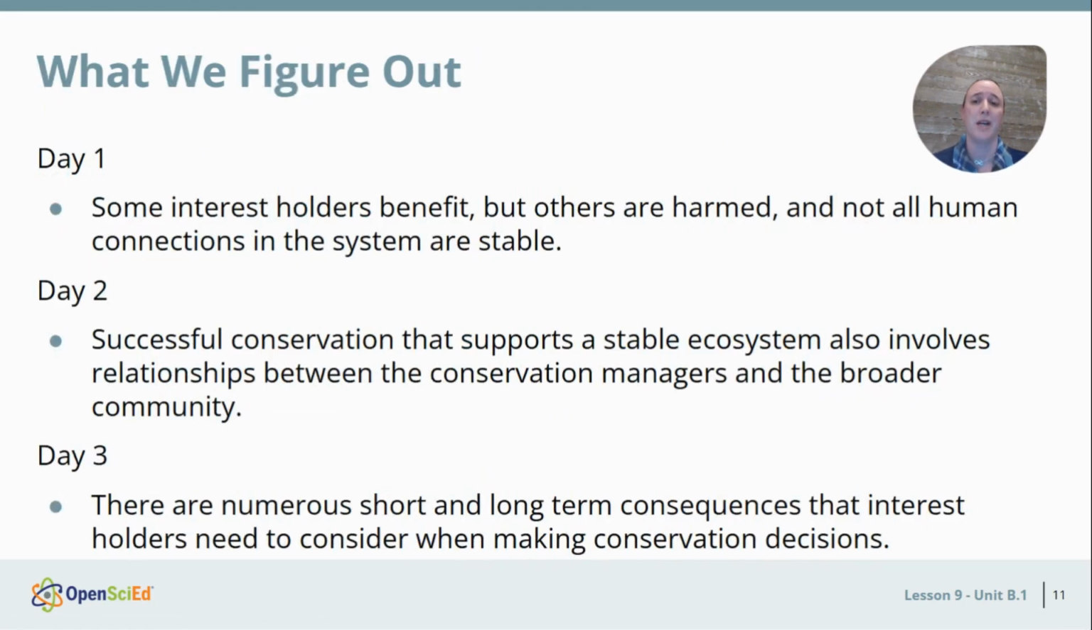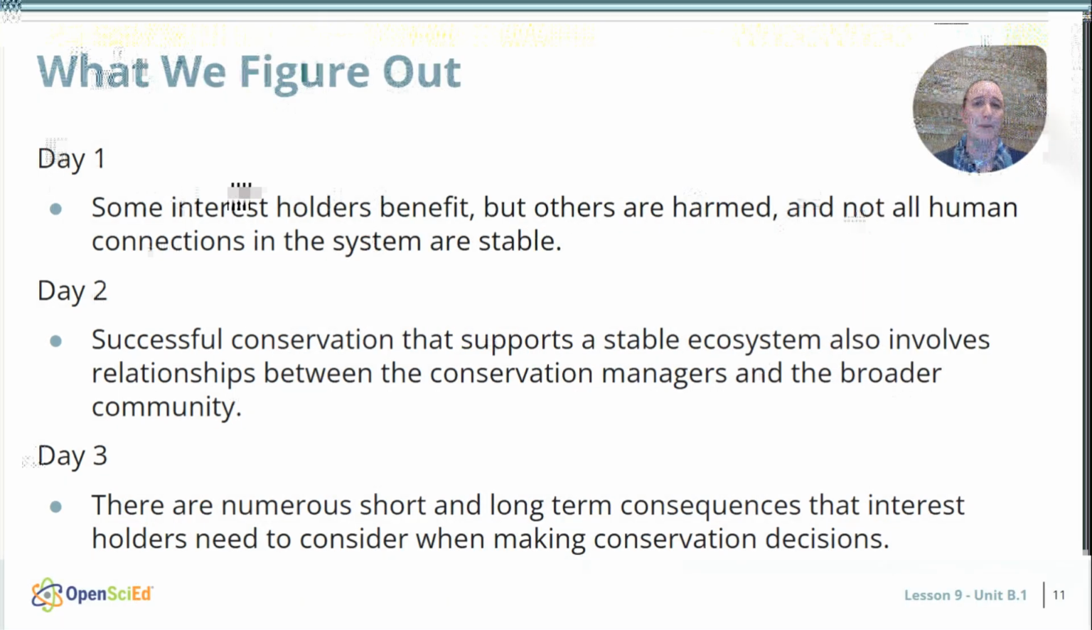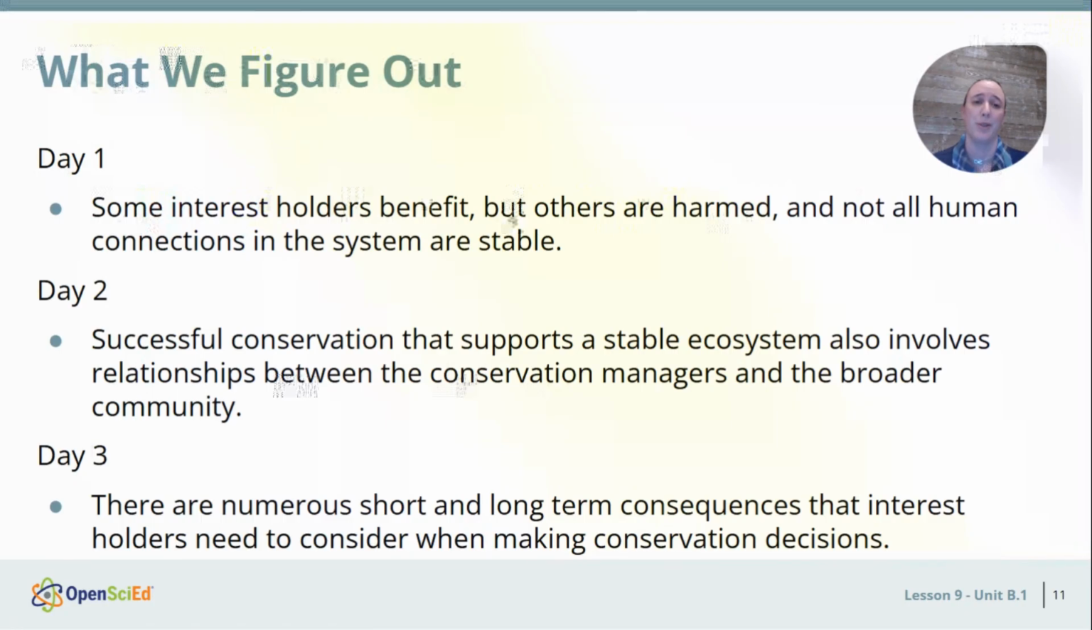So in summary, on day 1 of Lesson 9, students are introduced to human interactions on the Serengeti and how they affect and are affected by the Serengeti National Park. Then on day 2, students discover that there are 3 different options for building a road in Tanzania and figure out that successful conservation needs to involve the broader community.